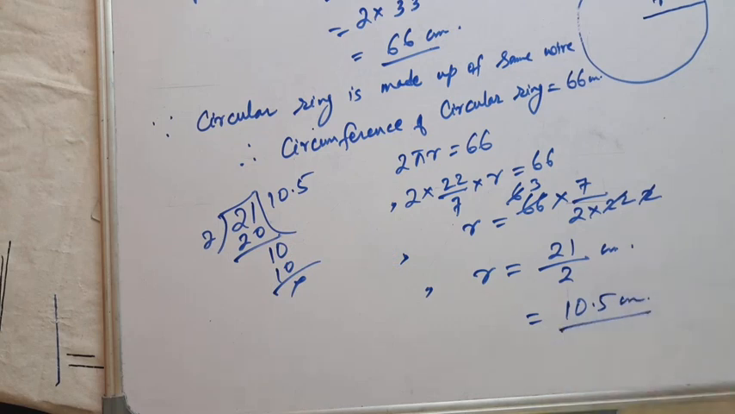So we were asked to calculate the radius of the circular ring. The radius of the circular ring is 10.5 centimeter. I hope you got this.